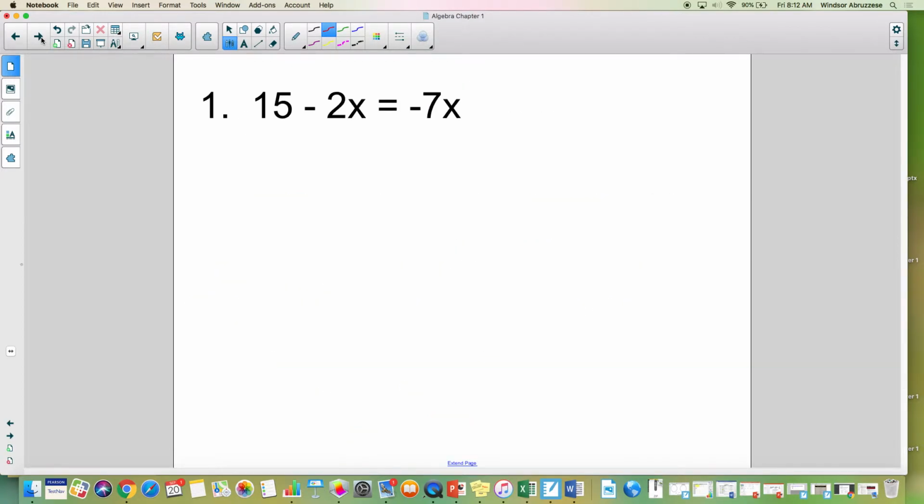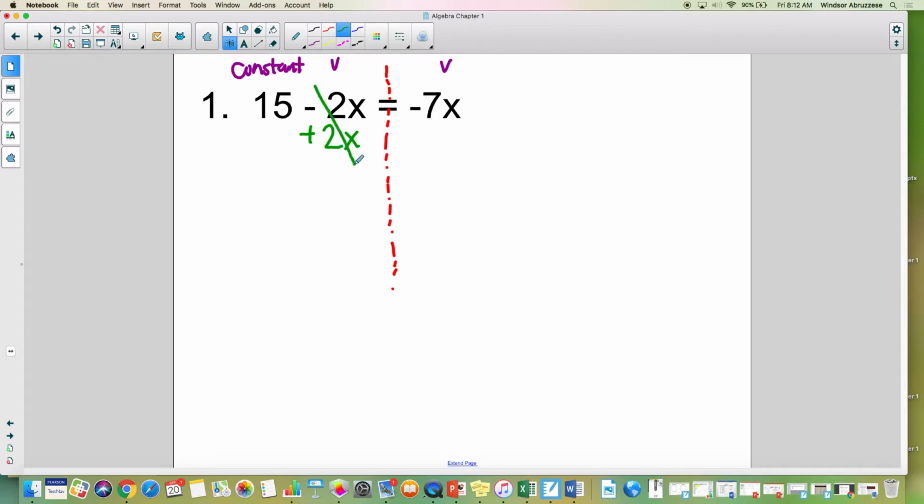So let's look at example number 1. 15 minus 2x equals -7x. Again, some people like to write the line down the equal sign just so you can keep your notes organized and you can remember whatever you do to one side of the line, you have to do to the other side. So I have a constant here. I also have a variable term and then another variable term on the right.